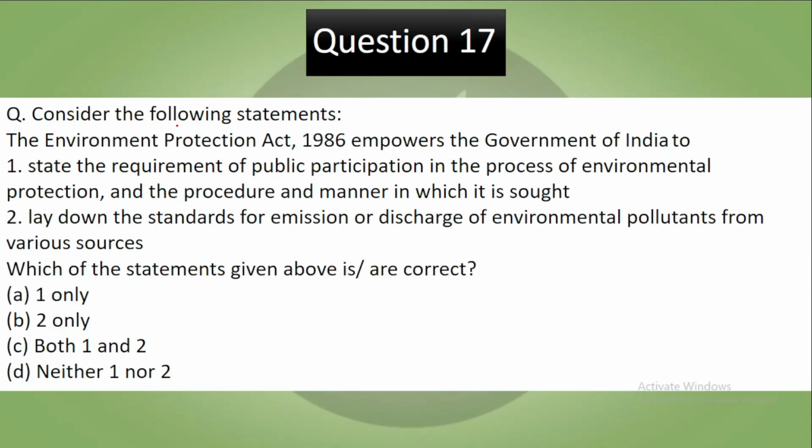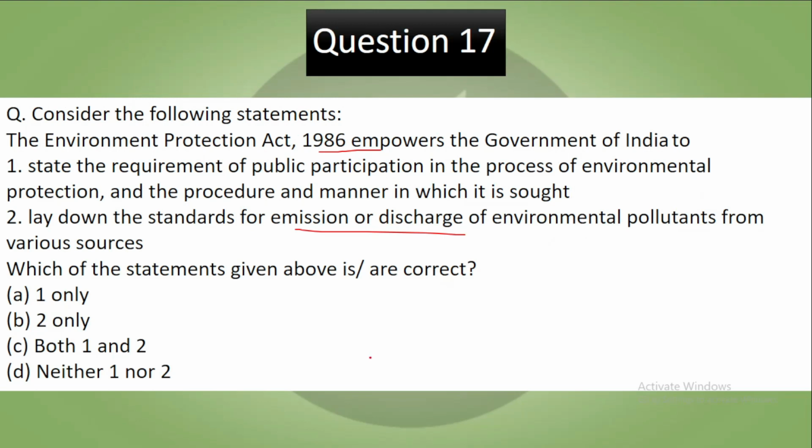Question 17. Consider the following statements. The Environment Protection Act of 1986 empowers the government of India to state the requirement of public participation in the process of environmental protection and the procedure and manner in which it is sought. Second, lay down standards for emission or discharge of environmental pollutants from various sources. Which of the statements given above is correct? Pause the video, try to think about it. Now let's see the answer.